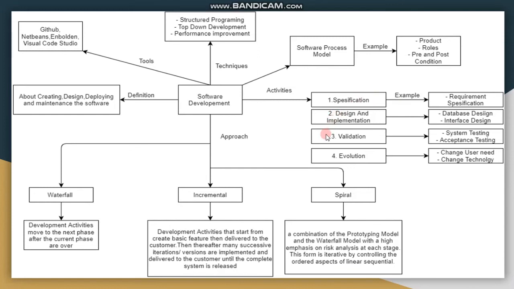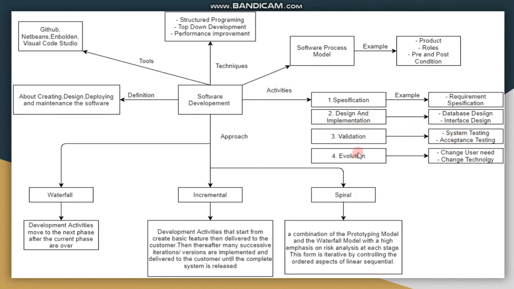The third activity is validation. Validation is the process to ensure that the software meets the specification of the system as well as meets the expectation of the customer or stakeholder. The validation process involves checking and review processes and system testing. In system testing, there are 3 main stages. The first is component testing, then system testing, and acceptance testing.